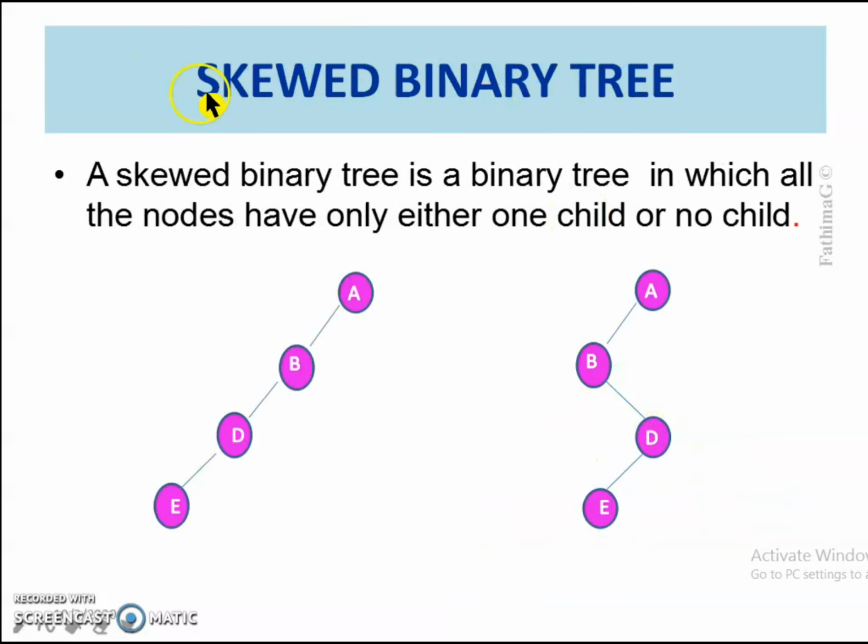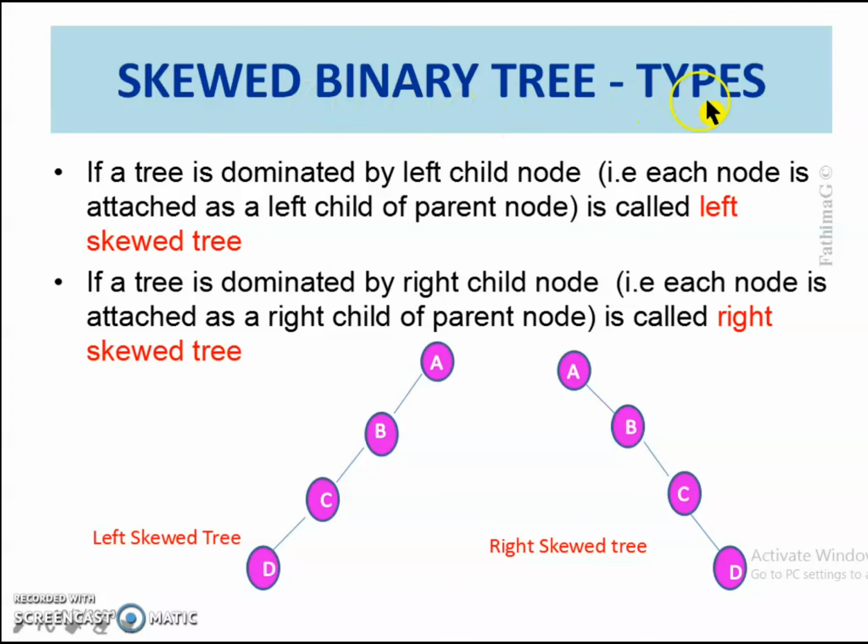The last type of tree is the skewed binary tree. A binary tree in which all nodes have only either one child or no child is a skewed binary tree. The tree shown here is an example of a skewed binary tree. Further, the skewed binary tree is classified as left skewed tree and right skewed tree. If a tree is dominated by the left child, then it is called left skewed tree, and if it is dominated by the right child, it is called the right skewed tree.